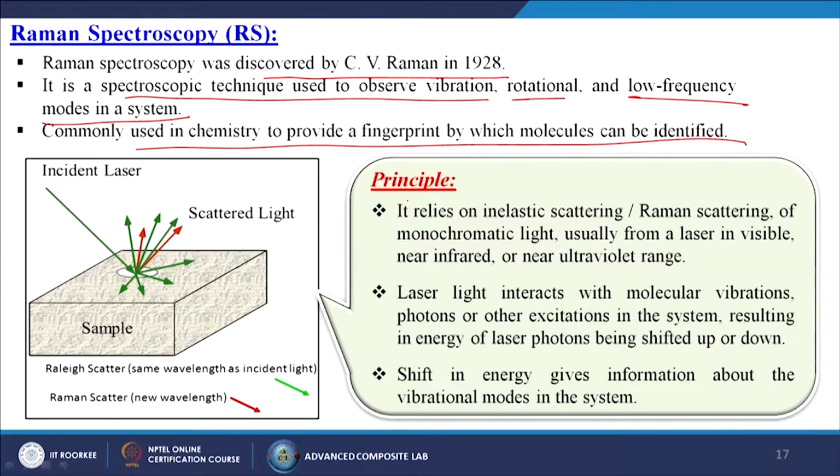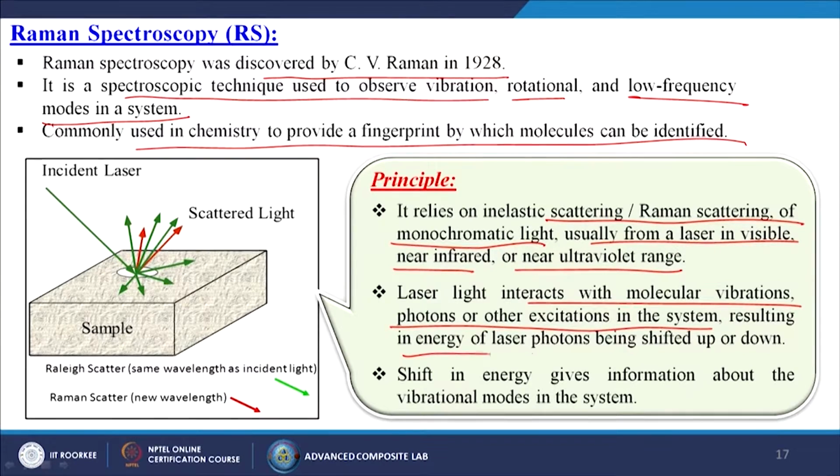So, what are the principles? It relies on inelastic scattering, or the Raman scattering, of monochromatic light, usually from a laser in the visible, near infrared or near ultraviolet range. The incident beam falls onto the sample itself, and the light is scattered. The laser light interacts with molecular vibrations, photons or other excitations in the system, resulting in the energy of laser photons being shifted up or down. The shift in energy gives information about the vibrational modes in the system itself.